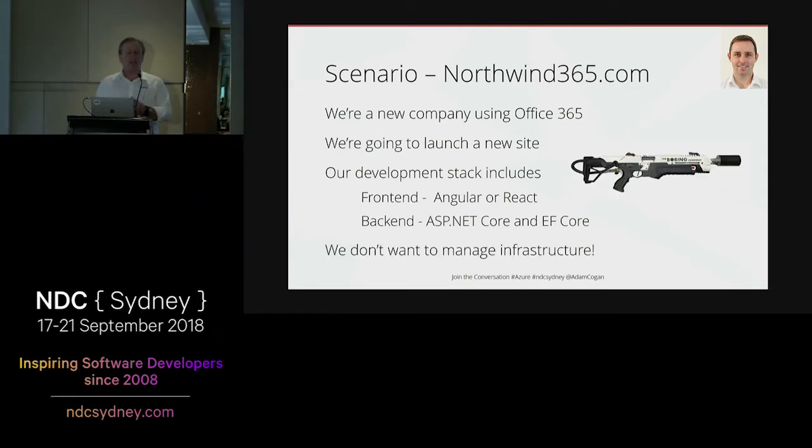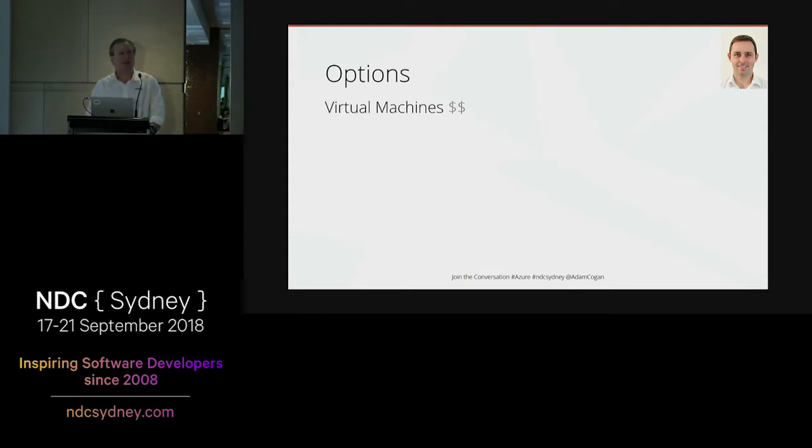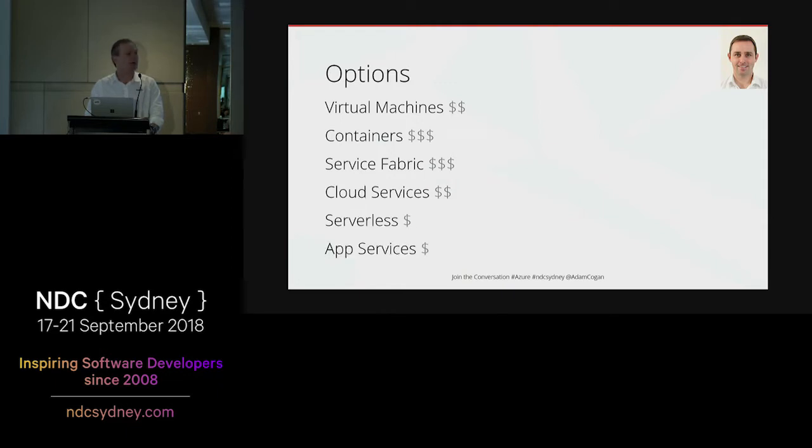He's going to sell a really cool product. It's not going to be like the old Northwind. It's going to be like a cool new Northwind with cool products. He's got to choose, what am I going to use? VMs or containers or Service Fabric or cloud services or serverless or app services?